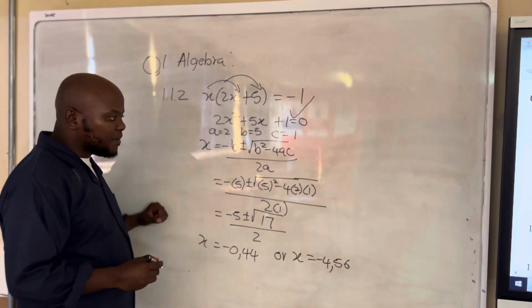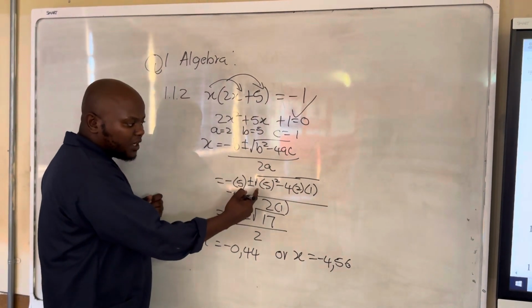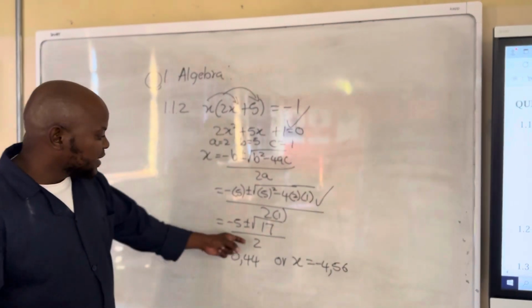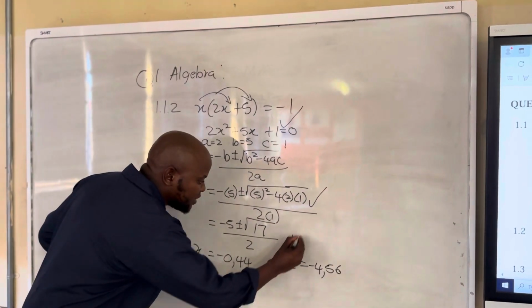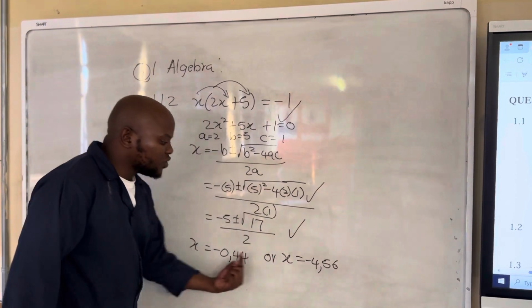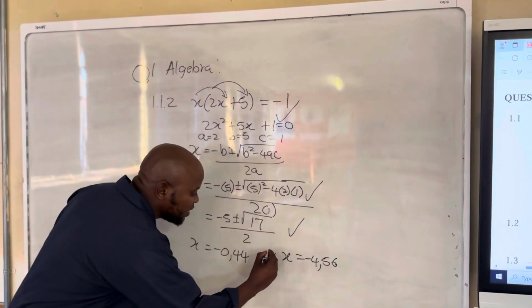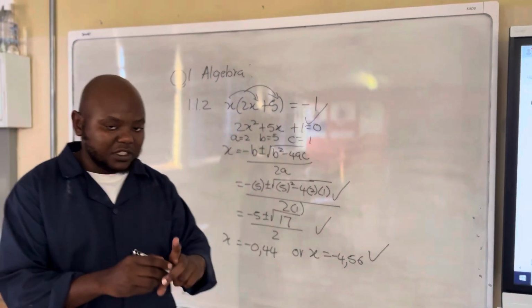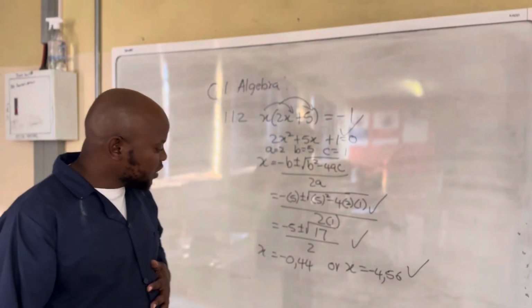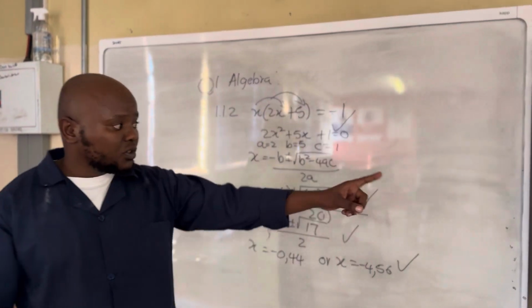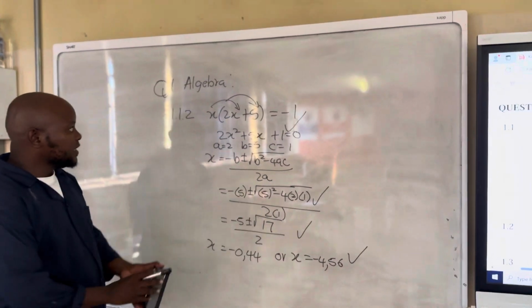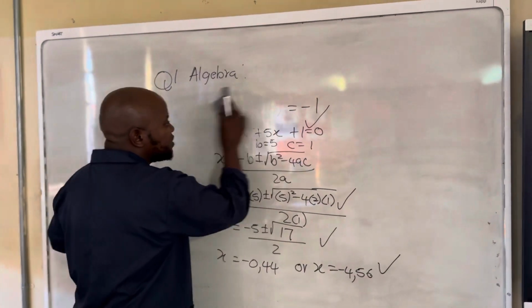The second mark is for the correct formula with correct substitution. The next mark is for the simplification. The two correct values of x are also a mark. All in all, that is 4 marks. So we're just going to go straight to 1.1.3.